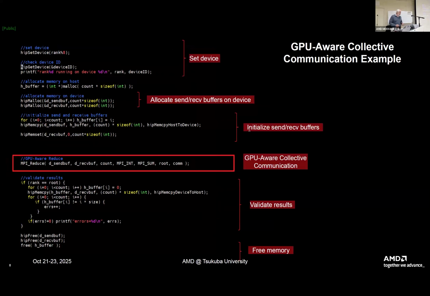So here's a collective communication where we're doing a reduction call. Very similar code. What's nice here is that with the D underscore in front of it, we know that it's a device pointer.